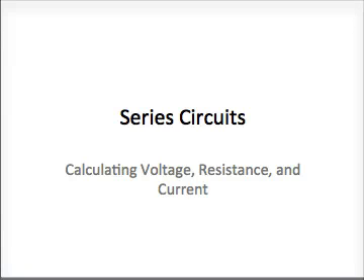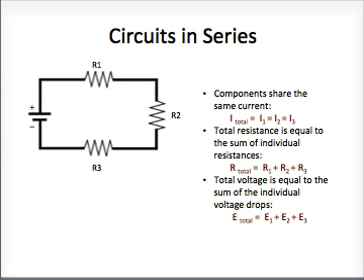Series circuits: calculating voltage, resistance, and current. When circuits are connected in series, the current through each resistor and the total current are equal. The total resistance of the circuit is equal to the sum of the individual resistances, and the total voltage is equal to the sum of the individual voltage drops across each resistor.